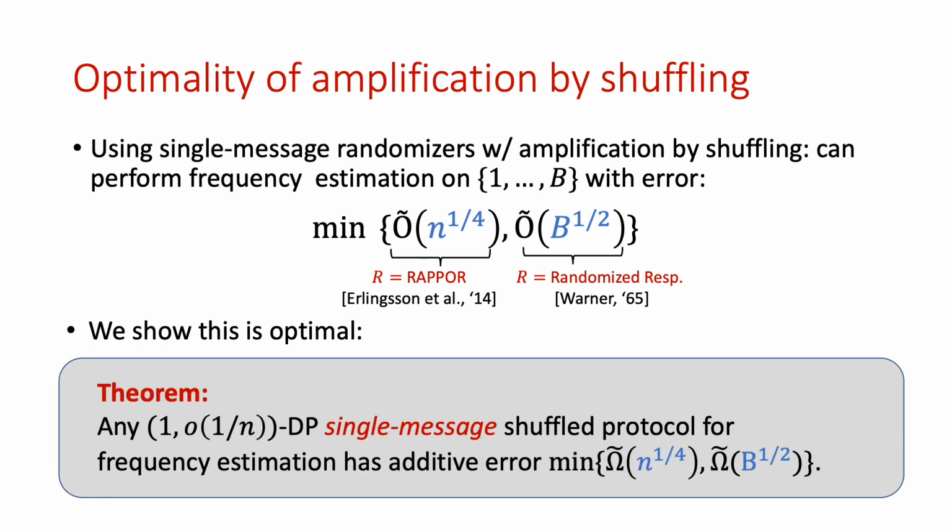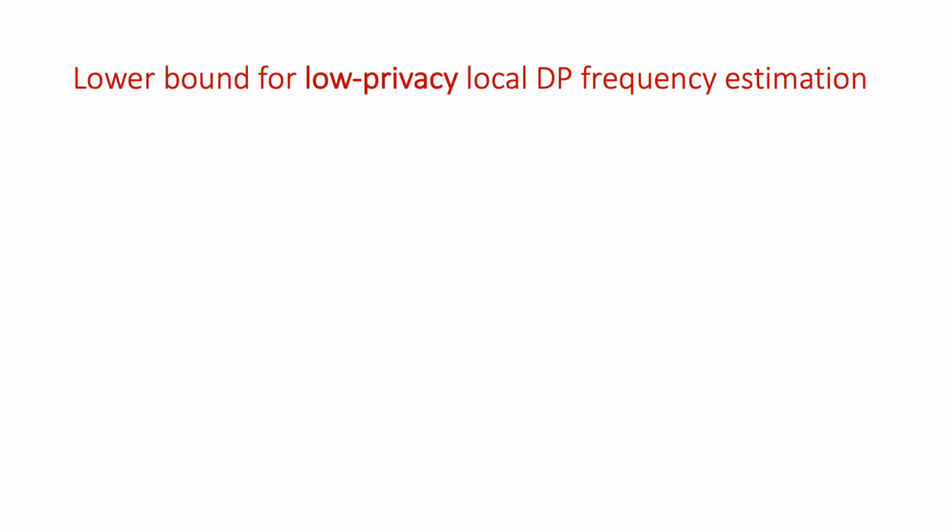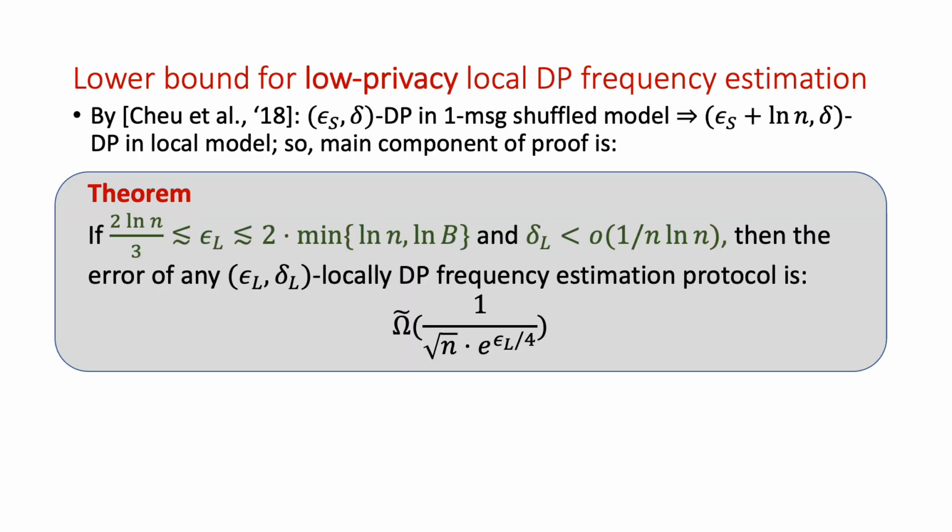And our first main theorem is that this upper bound is actually optimal for all single message shuffle model protocols. In particular, what we show is that any differentially private single message shuffle model protocol for frequency estimation has additive error which is the minimum of these two quantities, namely n to the 1/4 and b to the 1/2. Okay, so now we'll discuss the proof of this theorem.